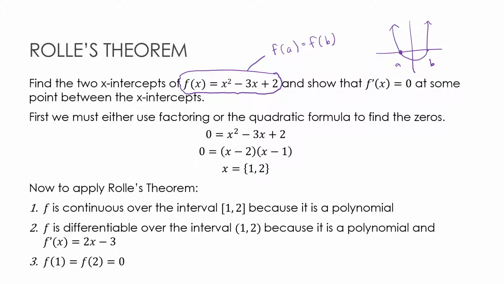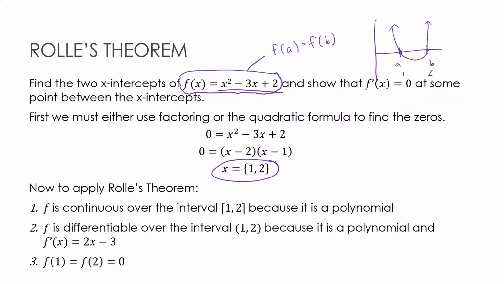And then I can find or show that at some point between those two, there must be a horizontal tangent line. So first let's find the 2 points. Notice I've taken my original equation and set it equal to 0 and factored and found that my 2 points are 1, 2. So redrawing my picture, that's 1, that's 2.